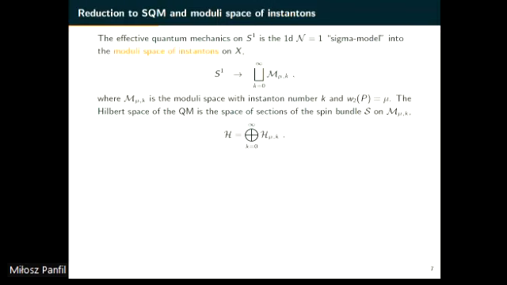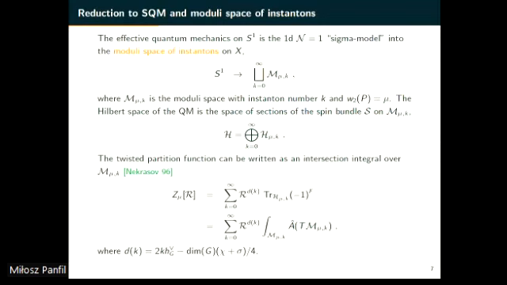Then the Hilbert space of this quantum mechanics is nothing but the space of sections of the spin bundle S on this moduli space, which you can write in terms of the Dirac sum. Next. And the twisted partition function can be identified with the Witten index of this effective quantum mechanics. And by the standard argument, we can write the Witten index in terms of the intersection integral over the moduli space, which is in this form here.